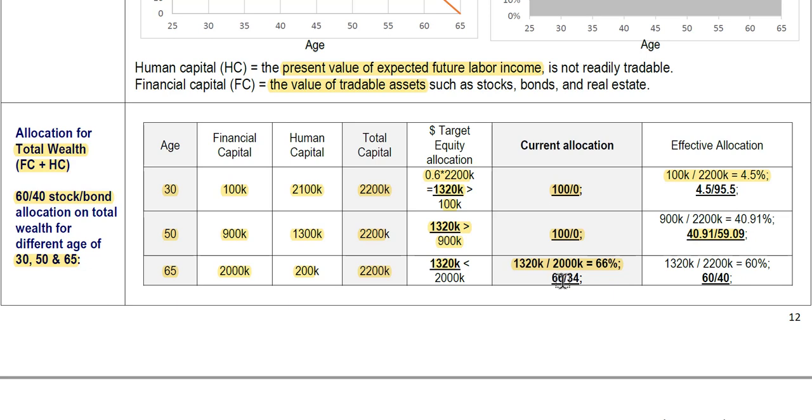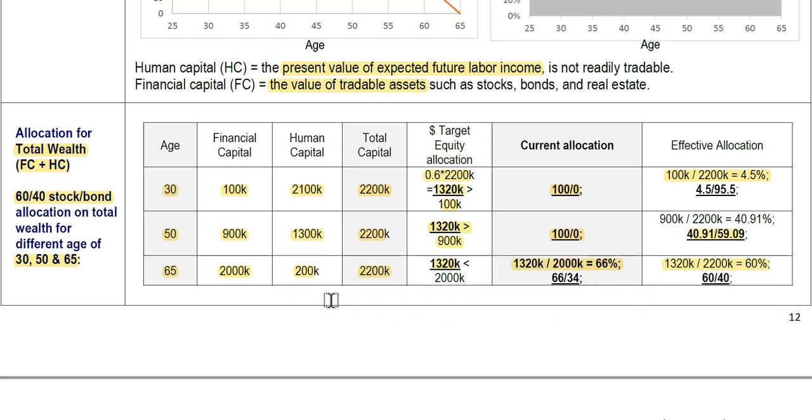To get a 60-40, because now the 1.32 million is over 60% of your financial capital. The 60% has to be of the 2.2 million. That's the reason you need to put some funds into the bond to make sure that you're still getting the 60-40. So this is a typical example.